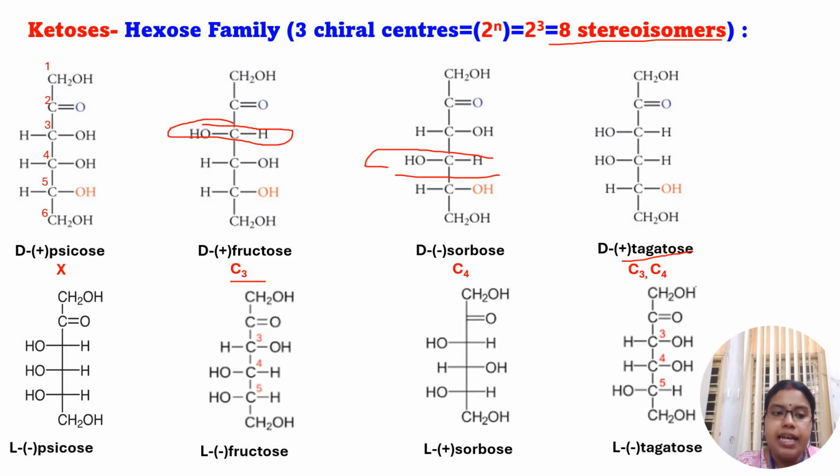Then if we take the mirror image of these four molecules, we will get the L isomers of these four molecules. That is L-psicose, L-fructose, L-sorbose and L-tagatose. So in total we get 8 stereoisomers from this ketohexose family because they have 3 chiral centers, 1, 2 and 3 chiral centers. So 2 to the power 3 equals 8 stereoisomers.